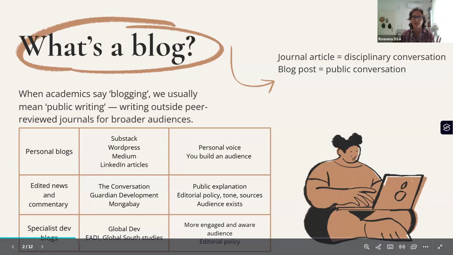So I try to split up what I think are three kinds of writing that we see academics do nowadays. The first being personal blogs. Many of you will be familiar with Substack, which is where a lot of people started building their own blogs, building their identity. LinkedIn has articles, which are longer than a LinkedIn post, so you get more space to write. And then we have Medium and Substack, which are existing platforms.